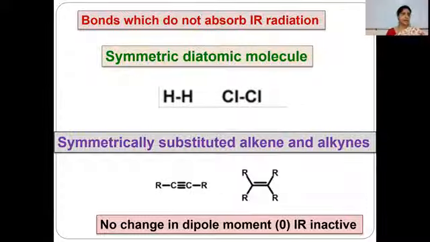in the polarity, so the dipole moment will be zero and the molecule will not show any absorption in the IR region. First such type of molecules are symmetric diatomic molecules. The same atoms are connected by the bond. Upon vibration, there is no change in the dipole moment, so they will not absorb IR radiation.